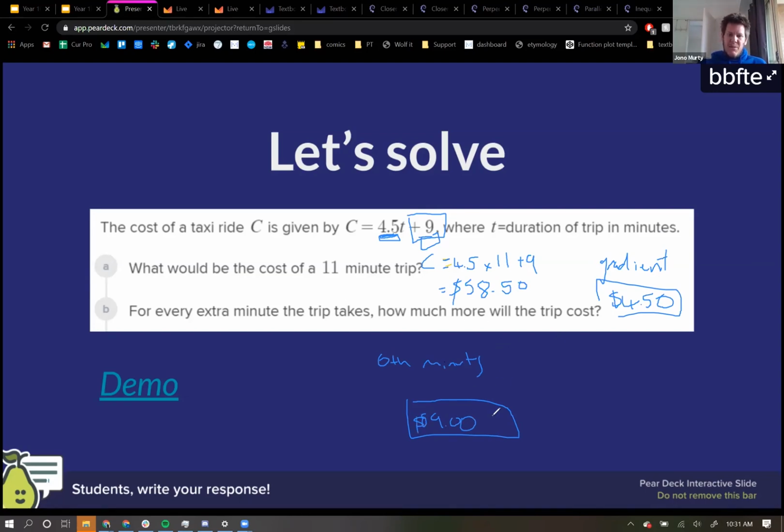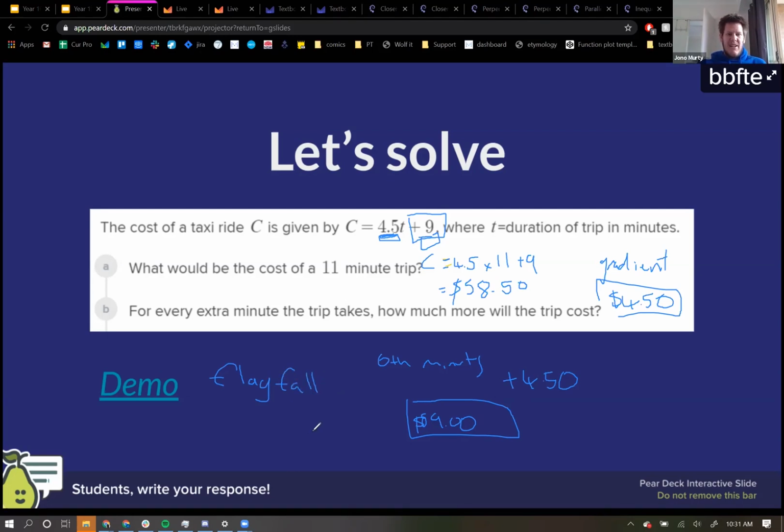I think it depends on the time of night or the day. In the daytime, it's a bit less. Middle of the night, this fee is a bit more. So it starts at $9, and then after every minute, we're adding only $4.50. We don't add the $9 again, it just gets added right at the start. It's what's commonly known as a flag fall.